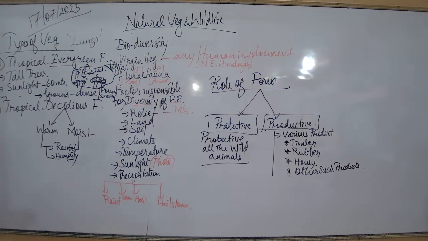Regions with rainfall between 200 to 100. So, coming down, in dry, regions getting rainfall, how much? 100 to. Come on, everyone, repeat. Moist deciduous, how much? 200 to 100. Once again, 200 to 100. Dry deciduous. Easy enough.